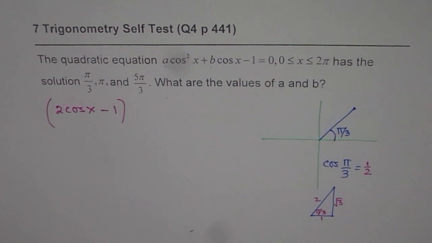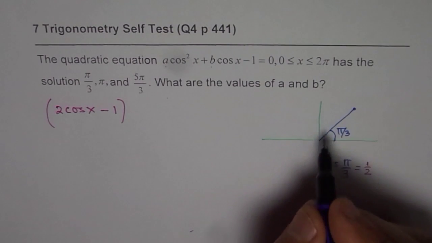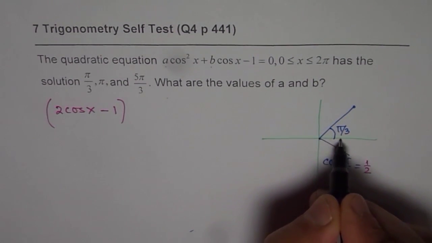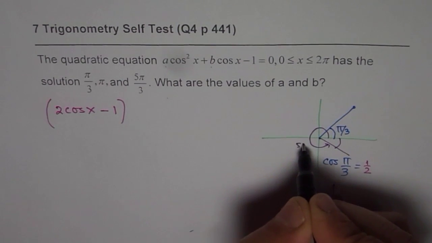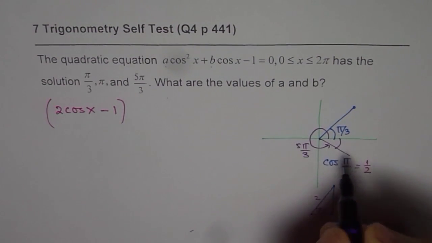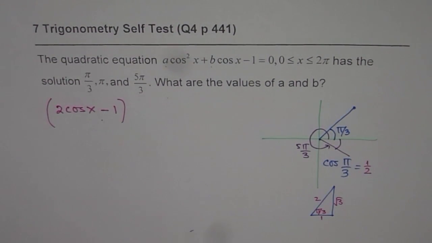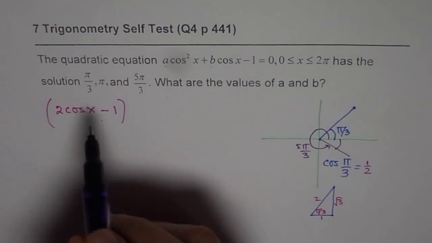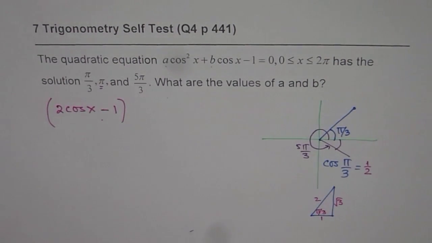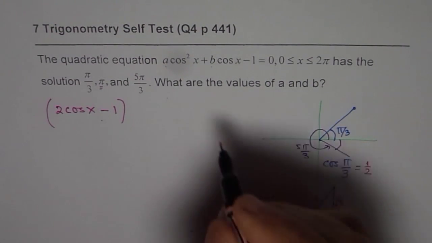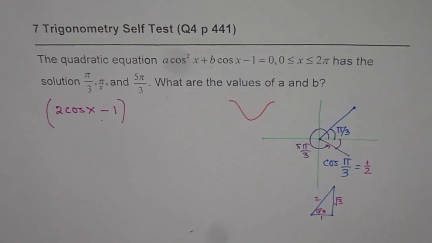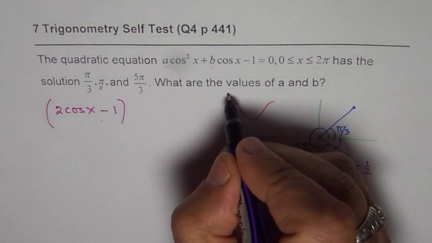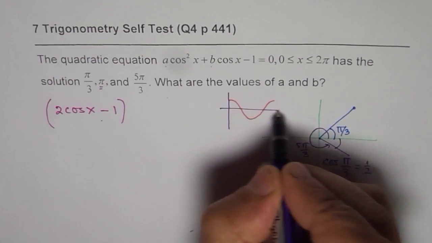5 pi by 3. 5 pi by 3 actually is in quadrant 4, right? So this one is 5 pi by 3. The acute angle is still pi by 3. So that gives you the same factor. To find the other factor, we have to use pi. Now, what value of cos gives us pi? For that, I prefer to sketch the cosine graph. If you sketch the cosine graph, you will know what the value at pi is, right?